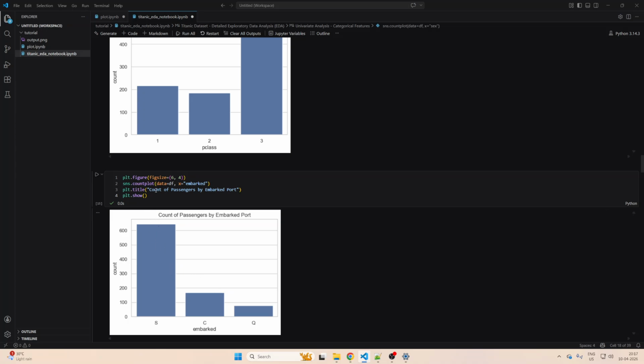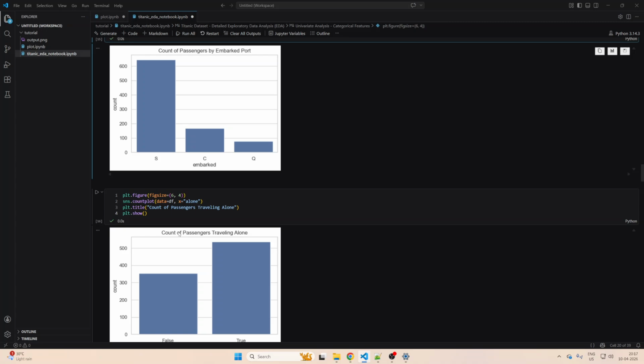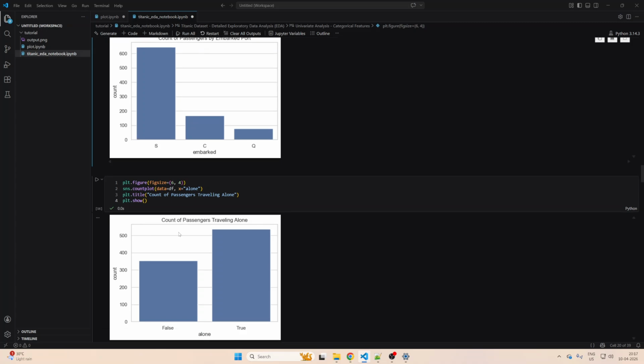And from which port they have embarked? There are 3 ports, S, C and Q. From S, more people have embarked. How many people are traveling alone? Here we can see more people are traveling alone comparatively.